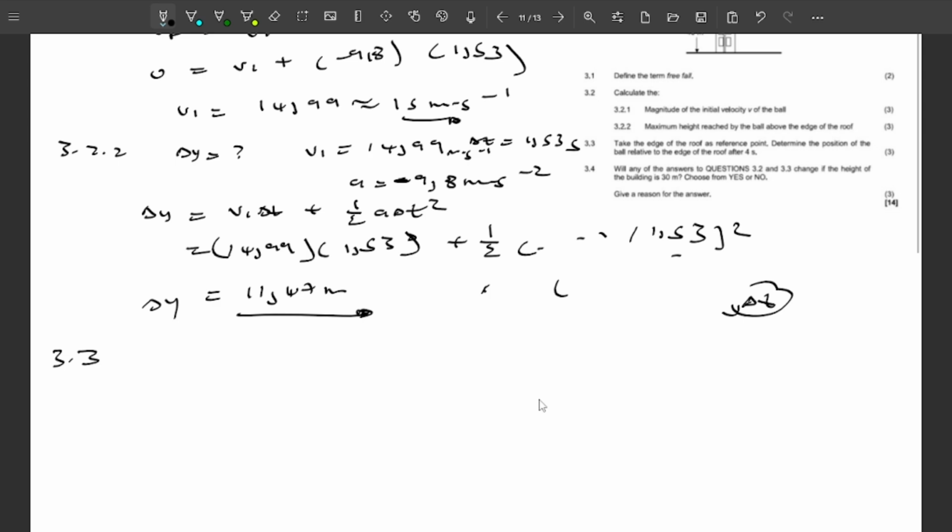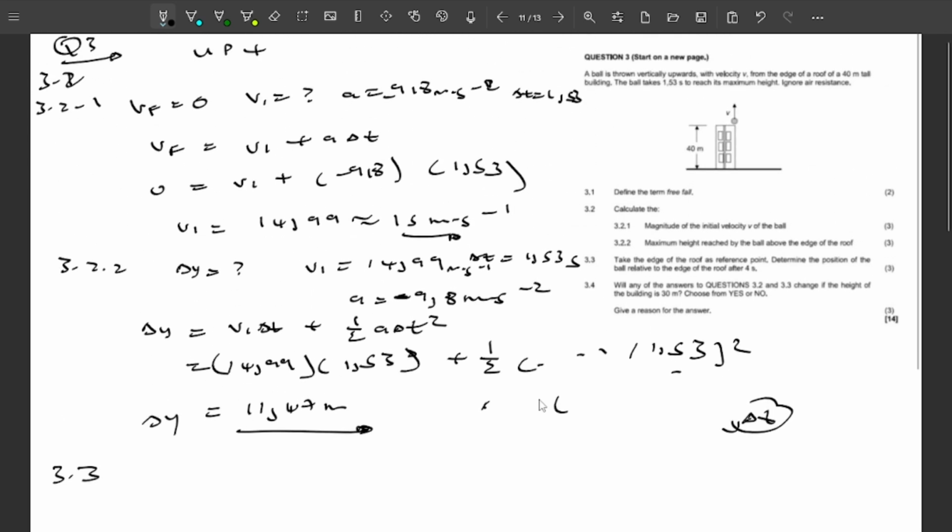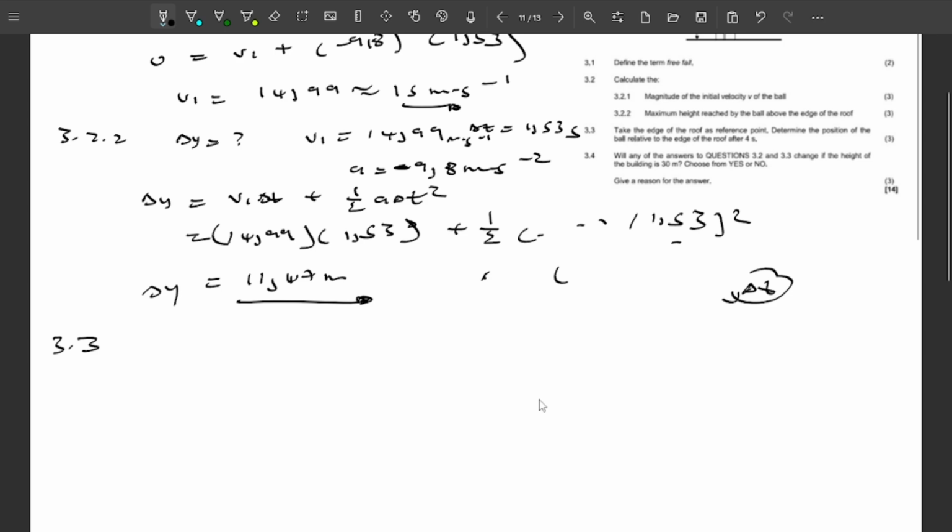3.3. Take the edge of the roof as a reference point. Determine the position of the ball relative to the edge after 4 seconds. Basically they want you to find, let's say this is the 0 point, the origin. The ball is projected up and then it will come down. They want you to find the position of the ball relative to this point after 4 seconds. So below the edge.